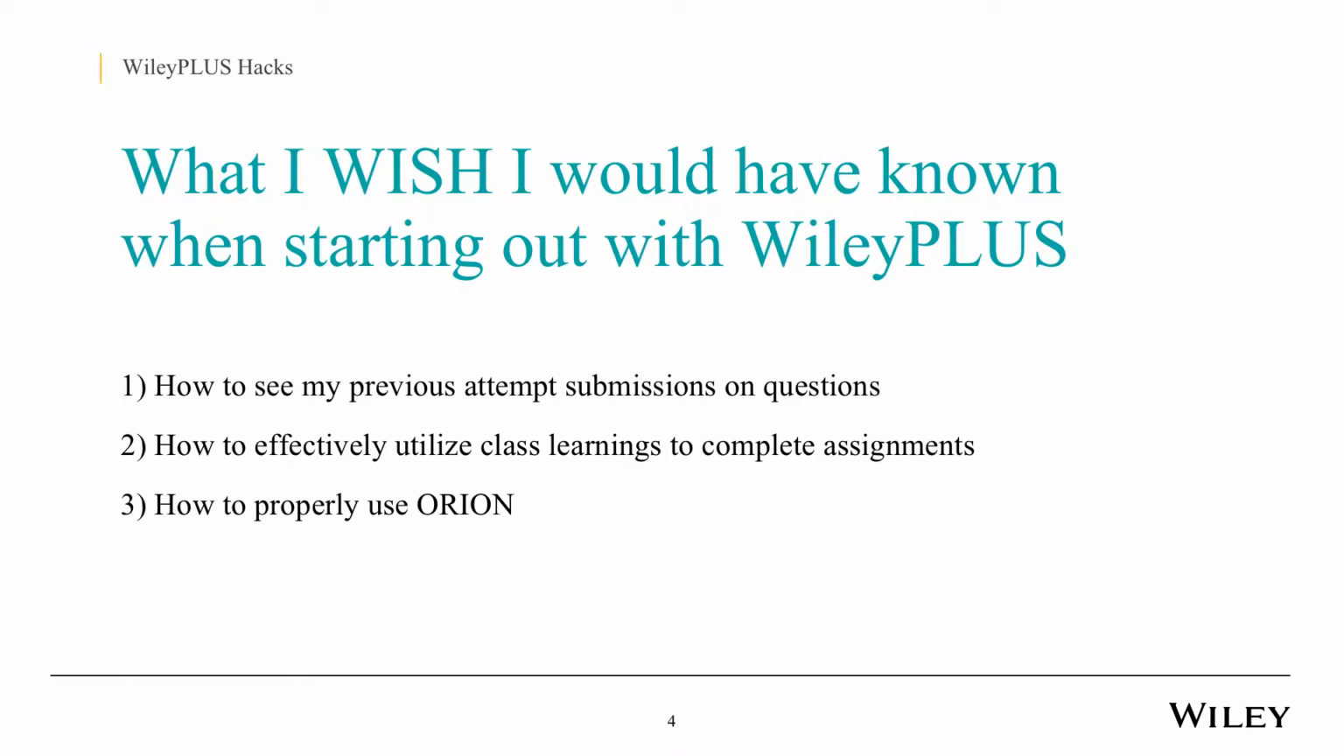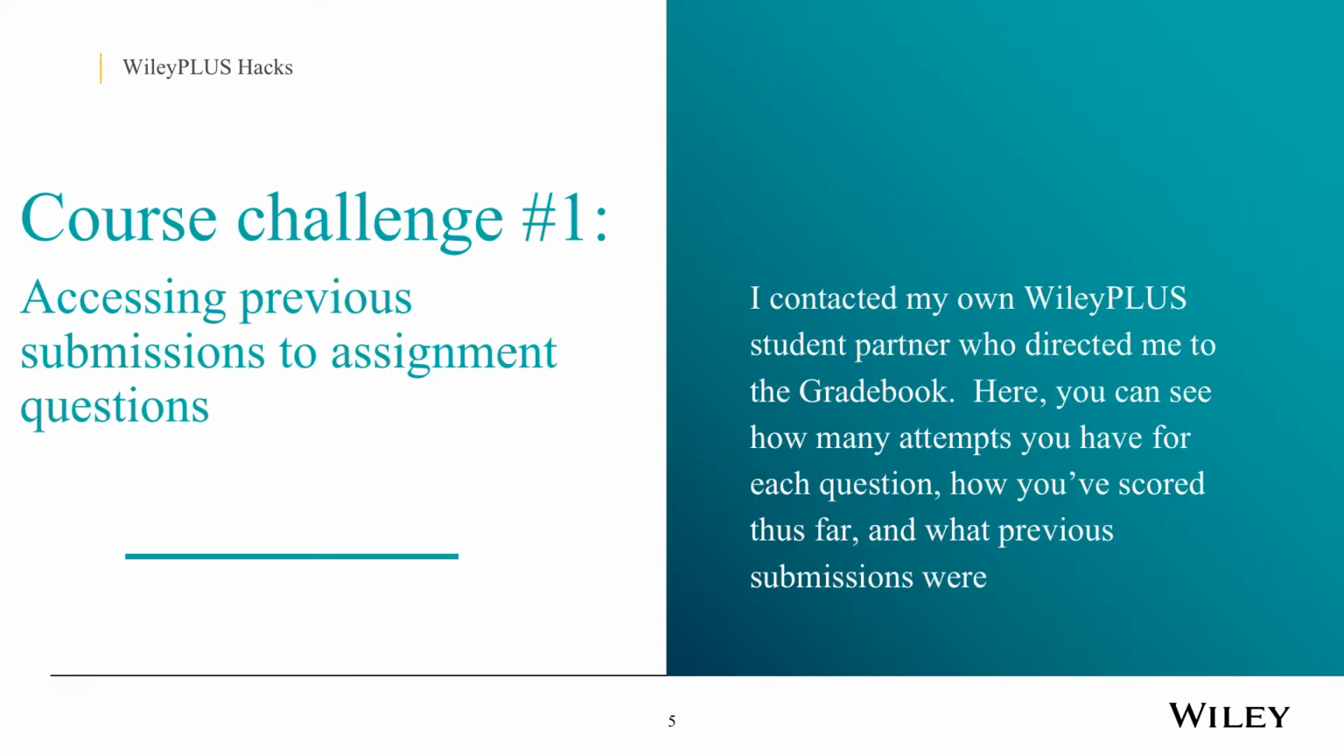So there's a few things that I wish I would have known when starting out with WileyPLUS. I'll go through each of them in detail. The first thing is how to see my previous attempts and submissions on questions, so I'm not putting the same wrong answer more than once. Then, how to effectively utilize the class learnings to complete my assignments on WileyPLUS, and the best way to use Orion. So the first one is accessing previous submissions.